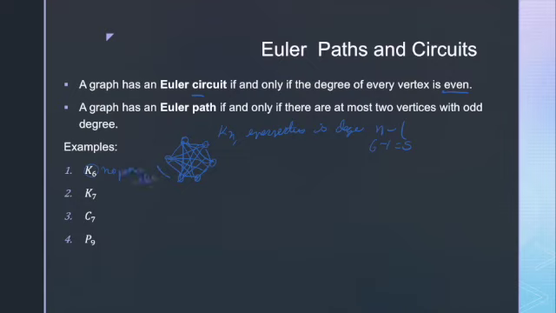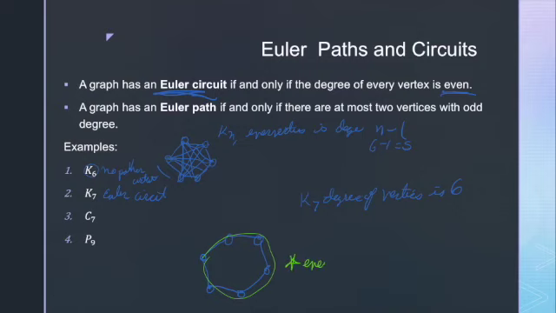For K7, we know the degree of the vertices is 6. So this is going to have an Euler circuit because every vertex is even. For C7, that's just this guy right here. It's a connected loop. If you just look at it, you can see, oh yeah, I could start here and go all the way around. But it's also important to note that every degree is 2, so because every degree is even, this has an Euler circuit.